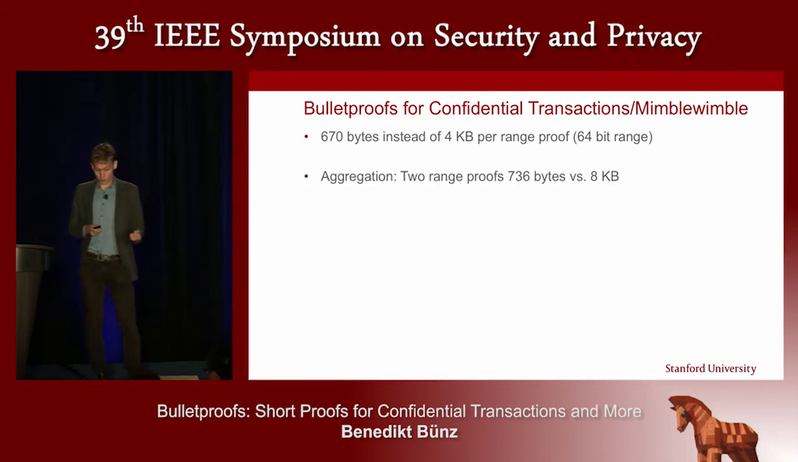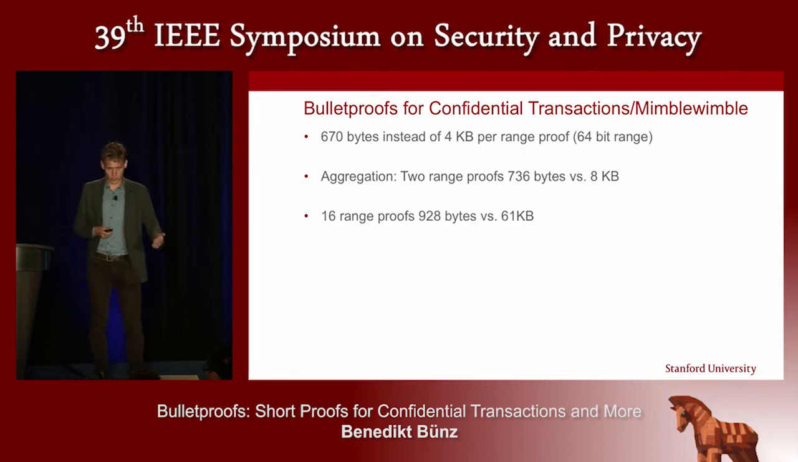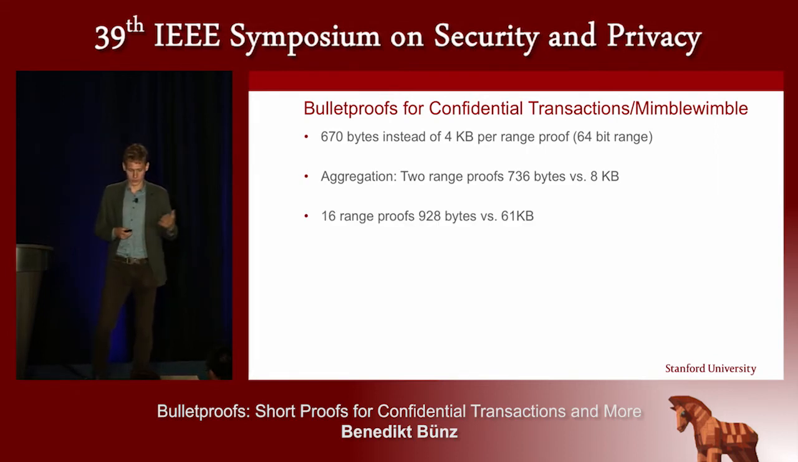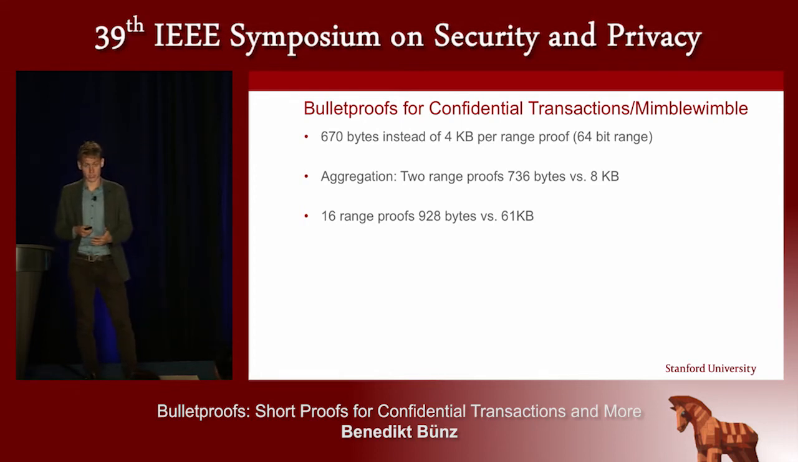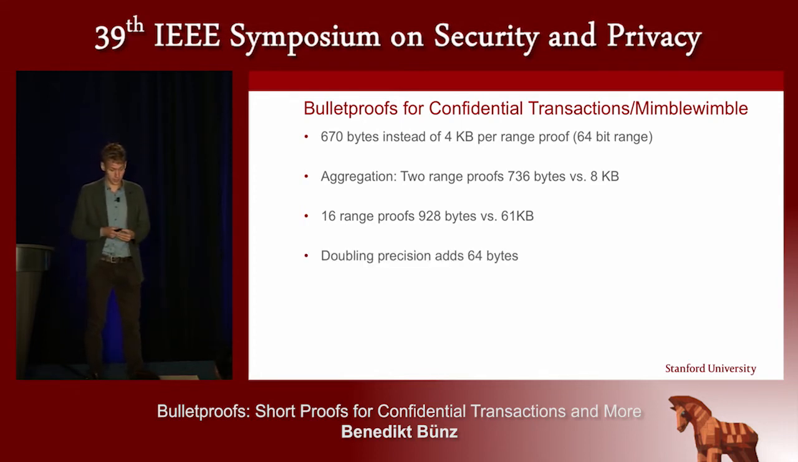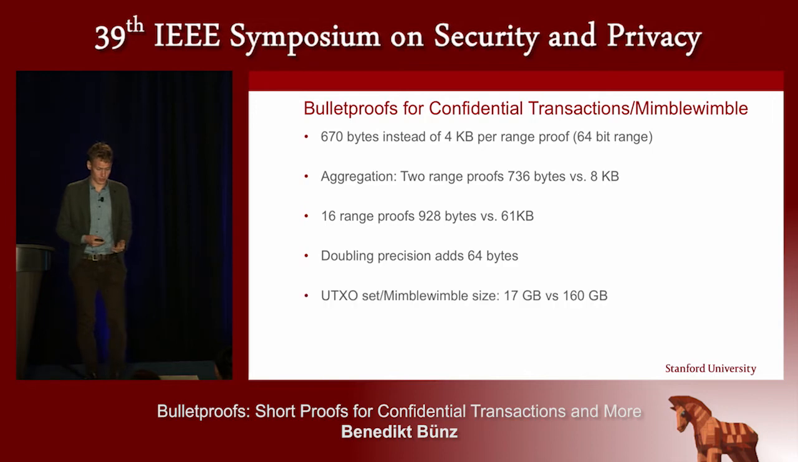And if we have 2 proofs, this is better, and the larger we go, this again, you know, for 16 range proofs, we're still under a kilobyte versus 61 kilobytes for the previous system. And the nice thing is, if we say want to double the precision, this only again adds 64 bytes.